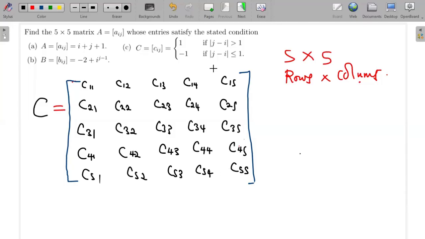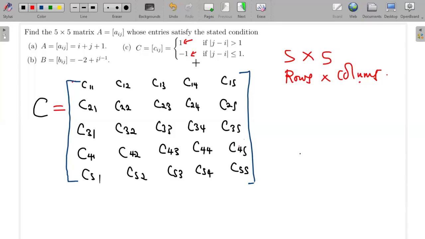But now let's take a look at the rule that they have given us there. So they have said if the modulus of j minus i is greater than 1, then the answer that we should get is 1. If j minus i, we take its modulus, is less than or equal to 1, then our answer should be i.